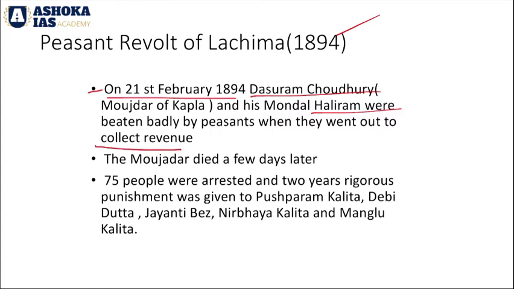The people were already angered at the increase of revenue, and when those two went to collect revenue, they were badly beaten by the people. And the Mojadar died within a few days. 75 people were arrested and 2 years rigorous punishments were given to Pusparam Kalita, Devi Datta, Jayanti Bej, Nirbhaya Kalita and Monglu Kalita. This is the peasant revolt of Lasima, which took place in 1894.